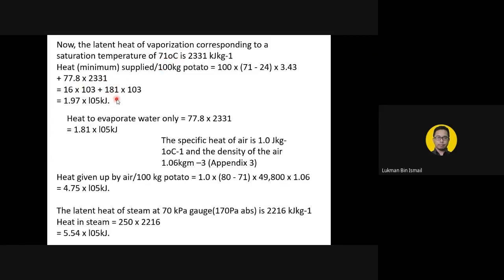So there you have 1.97 times 10 to the power of 5 kilojoule. When you do this calculation, you will get the final number of 1.97 times 10 to the power of 5 kilojoule. Heat to evaporate water only is 77.8 times the lambda, or the latent heat of evaporation. This equals 1.81 times 10 to the power of 5 kilojoule. Not 10 5, but 10 to the power of 5.